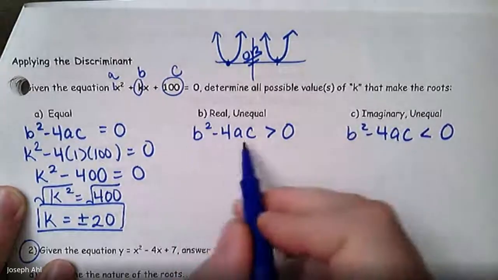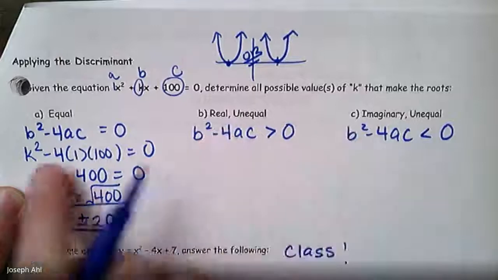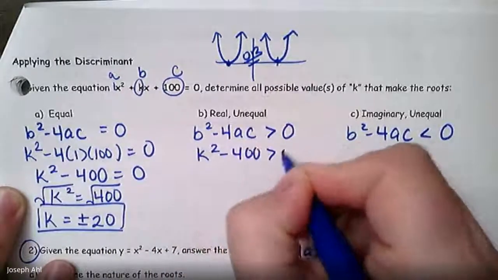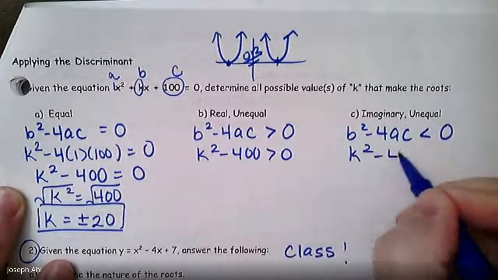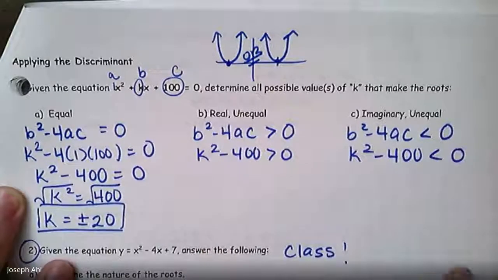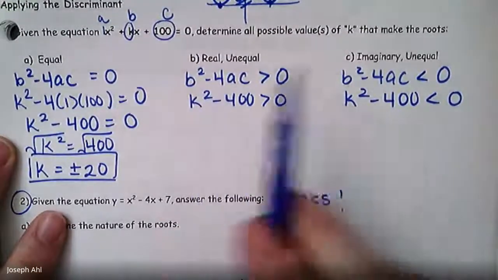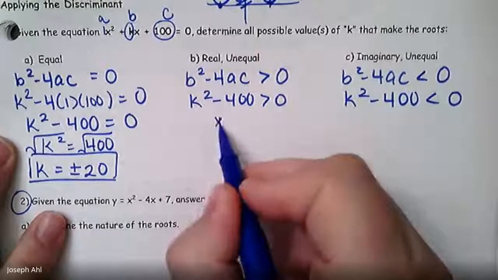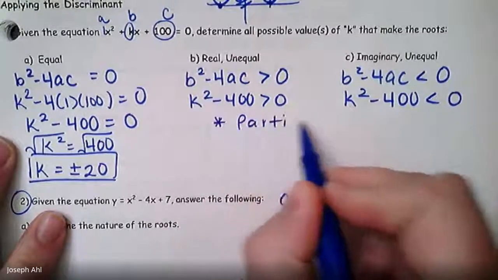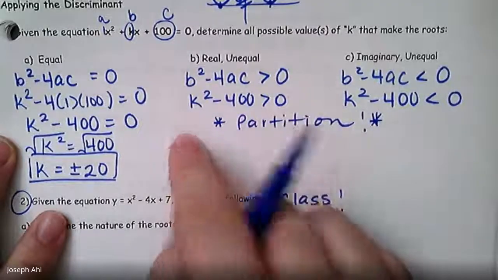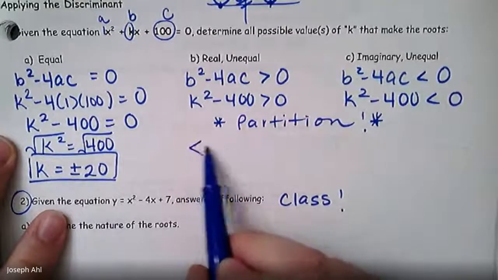So what we're trying to solve here, since we've already done a, b, and c, subbing that in, right? This is k squared minus 400 is greater than 0. And this would be solving where is k squared minus 400 less than 0. And what turns out to be in this case is that it's a case where we need to partition. Right? We actually solved quadratic inequalities in Unit 6 not too long ago, so I hope this is something we remember how to do.